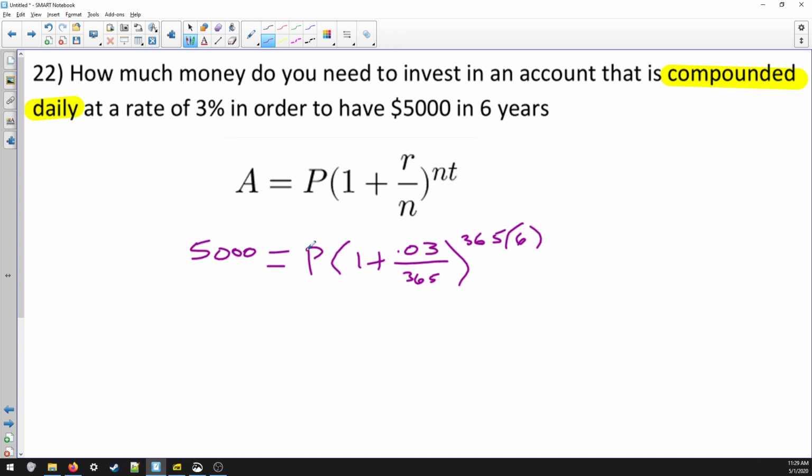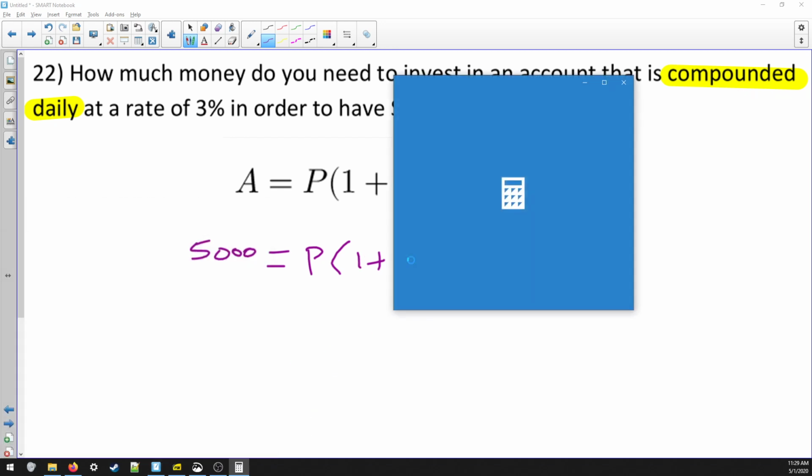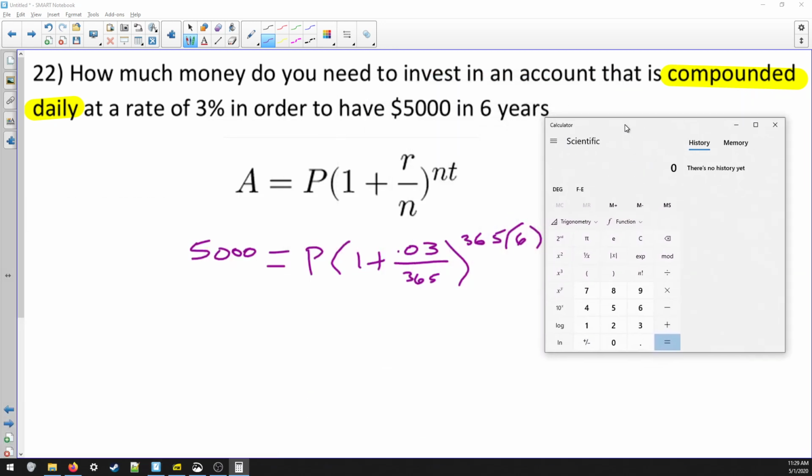Okay, all right, so this is my setup. I'm going to simplify some stuff. I want to get P by itself. That's going to be the answer to the question. But what I do want to do is pull up my calculator real quick, and I'm going to simplify this whole thing. So I'm going to type this in.